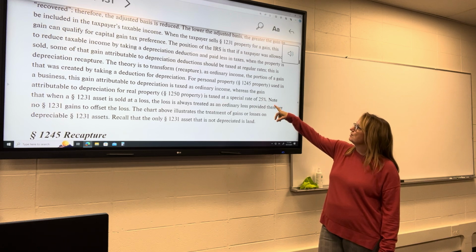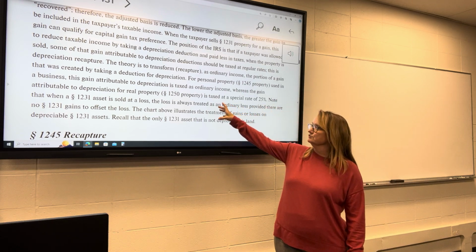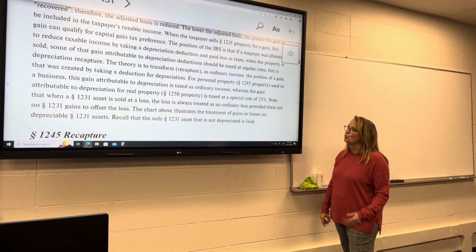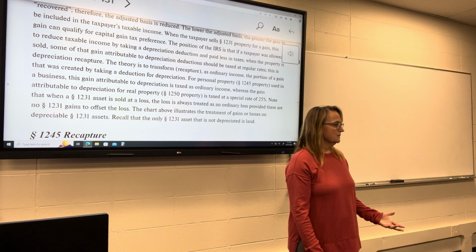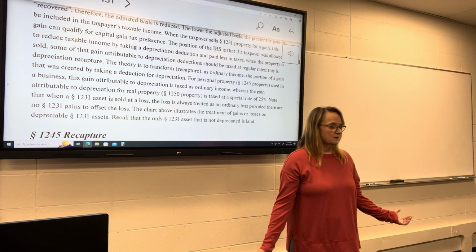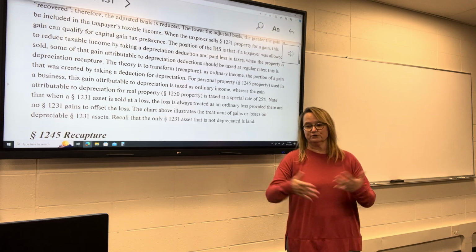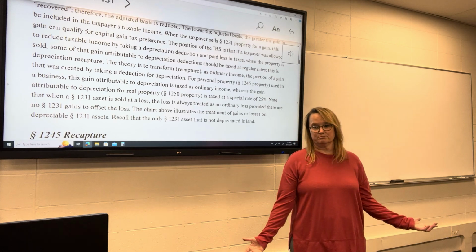So for personal property, 1245 property that was used in a business had depreciation, allowed or allowable. The gain attributable to depreciation is taxed as ordinary income. So whatever your ordinary tax rate is, if you're in the 22% bracket, it's going to be taxed at 22%. If you're in the 35% bracket, and this gain gets you into that 35% bracket, it's going to be taxed at 35%.